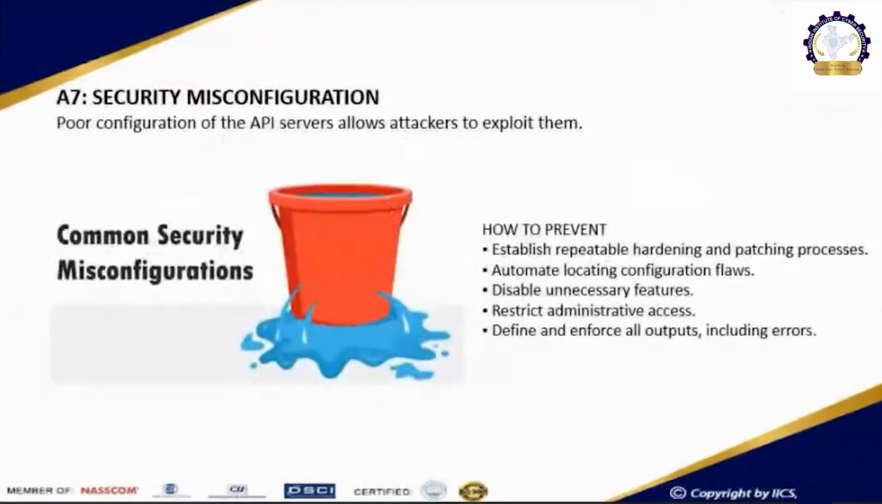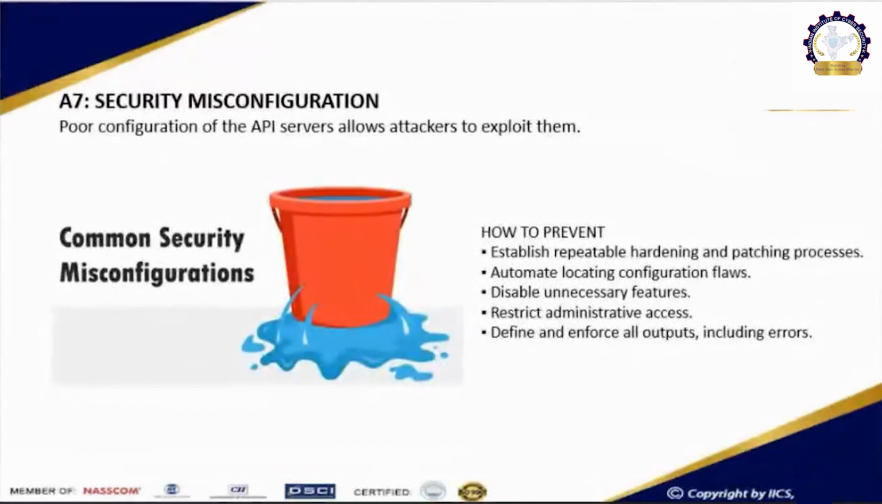Okay, so we have come to the next lab, the next category, which is security misconfiguration. So what is this? This is poor configuration of the API servers that allows an attacker to exploit them. So how can we solve this?